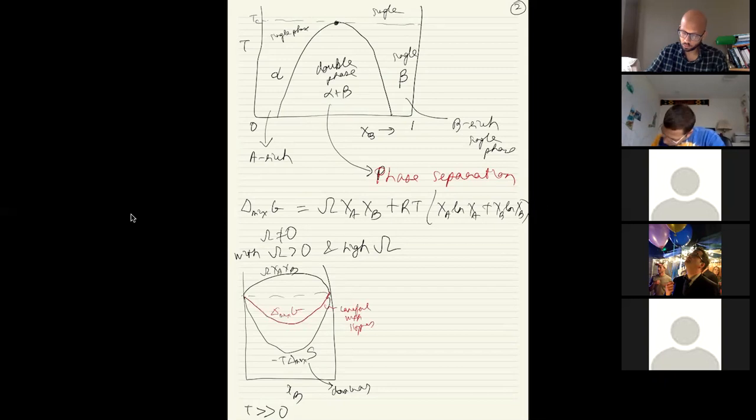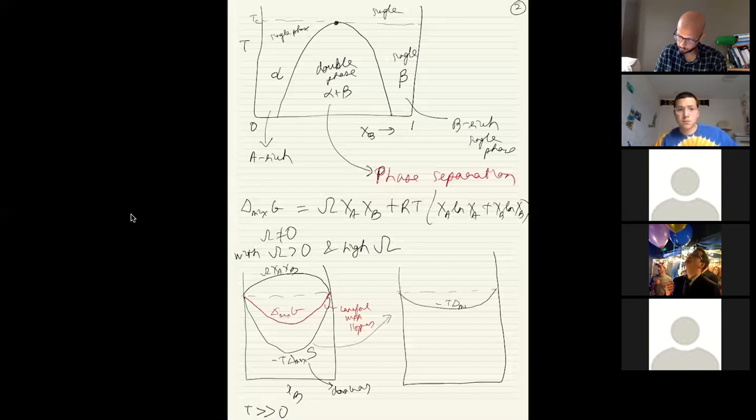But we also looked at a case when omega is positive and the temperature is not too high. If the temperature is not too high, then this curve moves up over here, right? Our minus T delta mix S looks something like this, and this is the zero curve, right? Why did it move up? Because the temperature is not that high. So the whole thing moved up. And now you have omega XA XB that looks something like this.